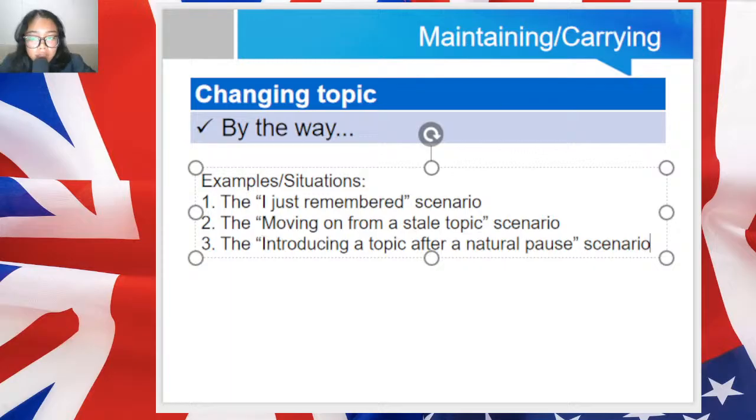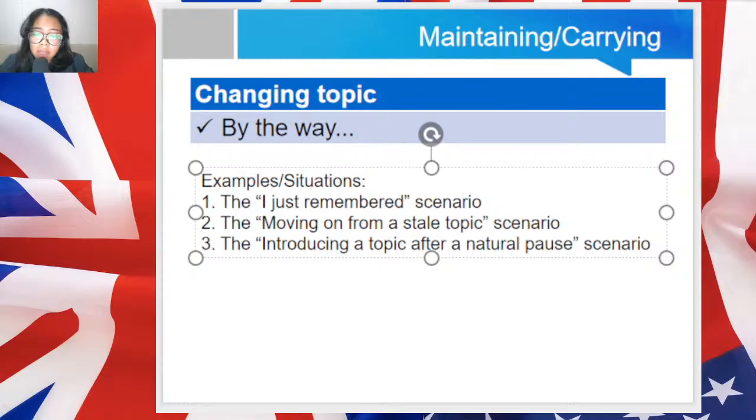Okay. This is our example or situation 3 where we can use the phrase. Again, this is the introducing a topic after a natural pause scenario. Now, sometimes conversations have short natural pauses. So these pauses are normal, okay? But they can sometimes feel a bit awkward if they last too long. So using "by the way" is a great way to fill that silence with a new topic.